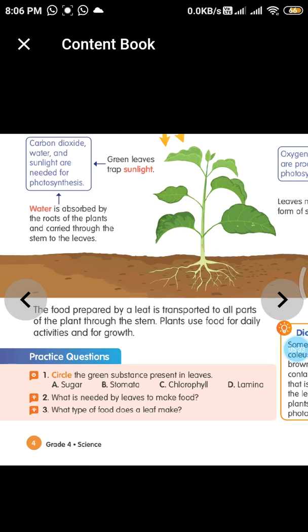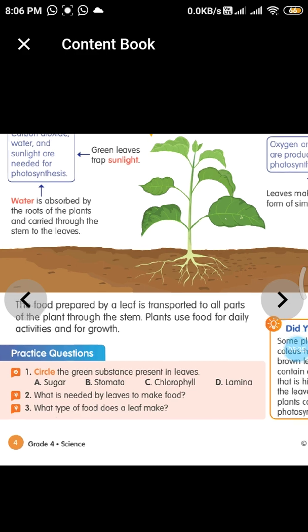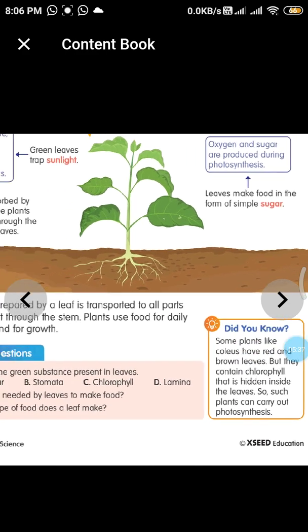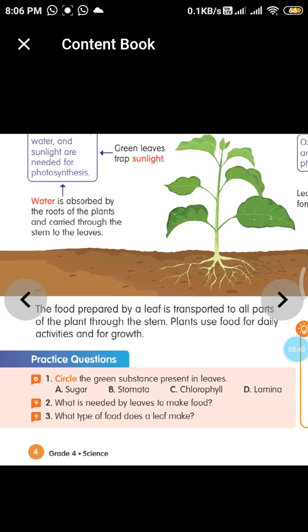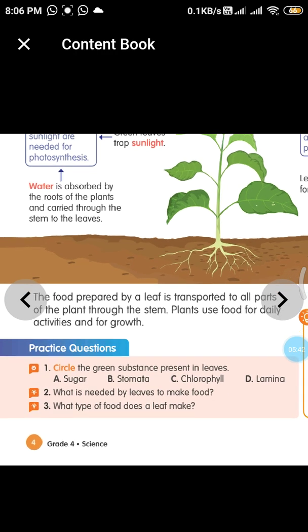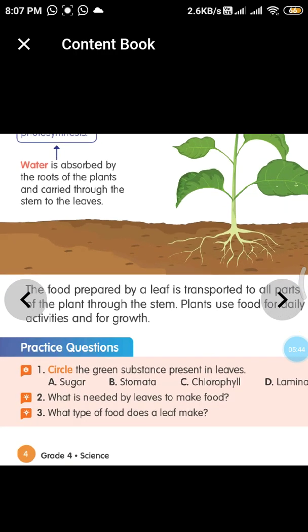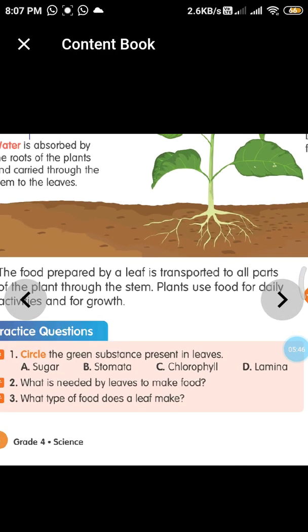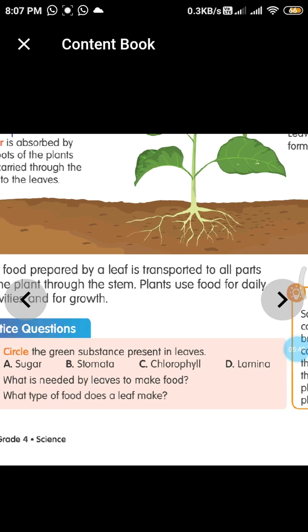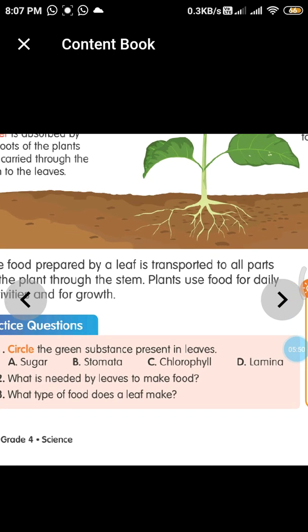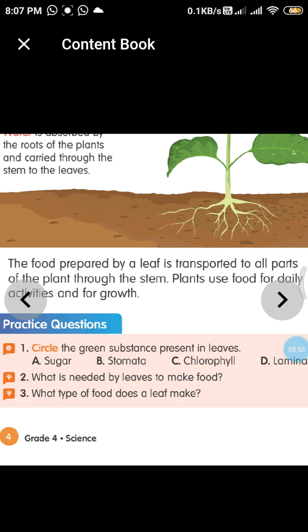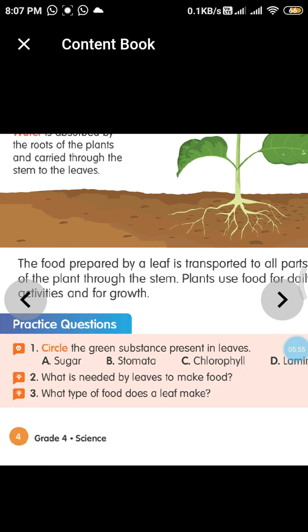On page number 4, some worksheet questions are given, children. Some content book questions are there, questions 1 to 3. Look at the green substance present in the leaves. What do we call the green substance in the leaf? It is chlorophyll. So you circle the chlorophyll.